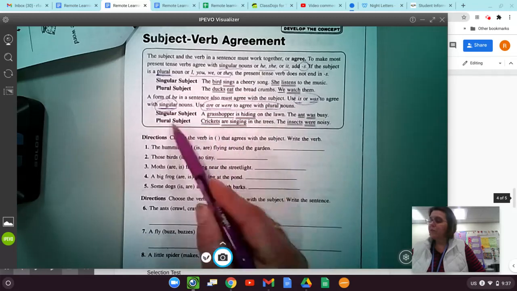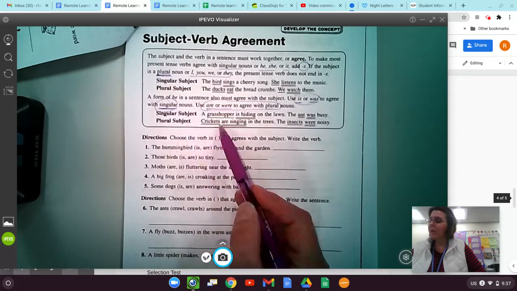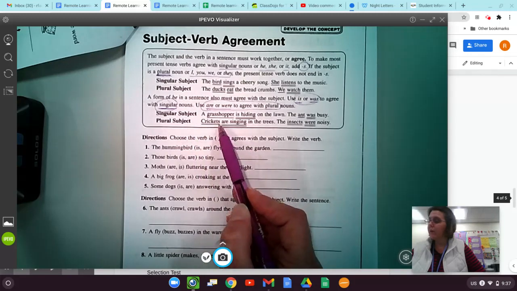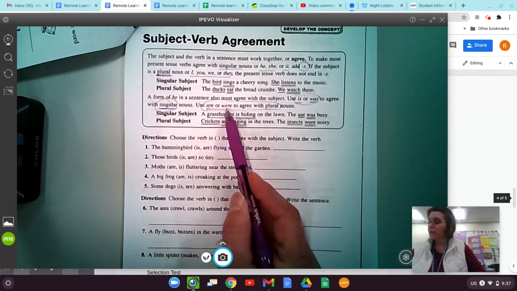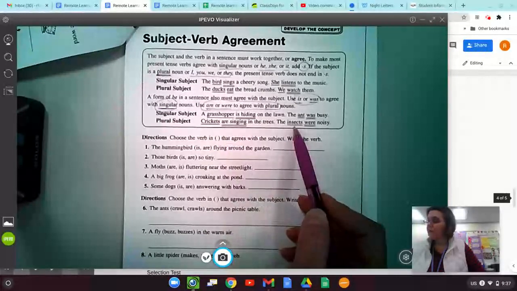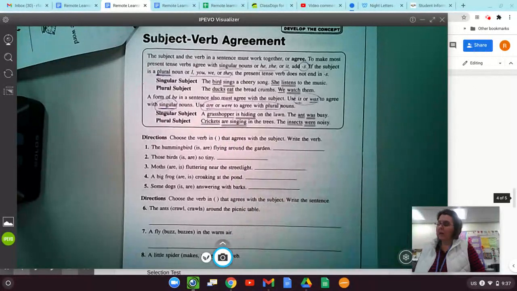Plural subjects. Crickets is plural. So crickets are singing in the trees. Crickets is plural. So we use are or were, are. The insects were noisy.